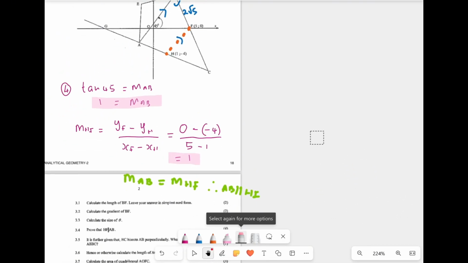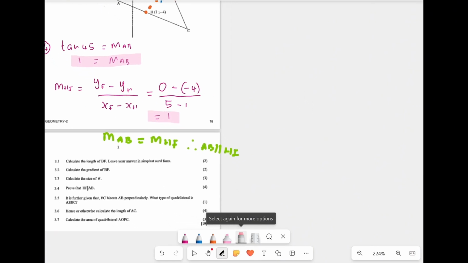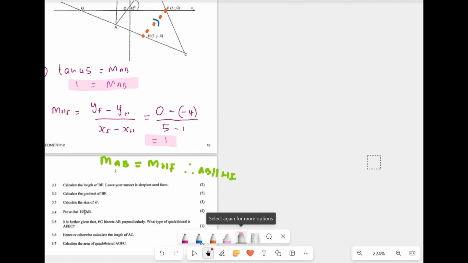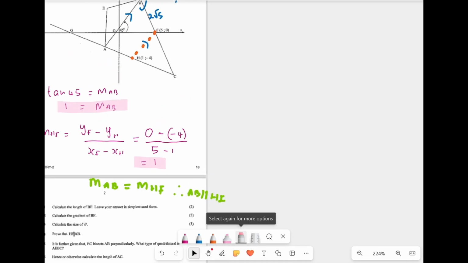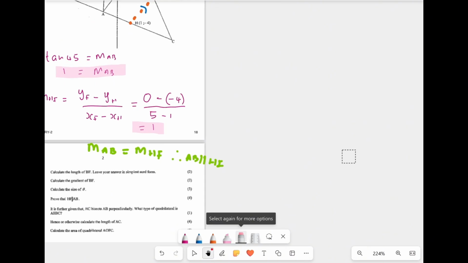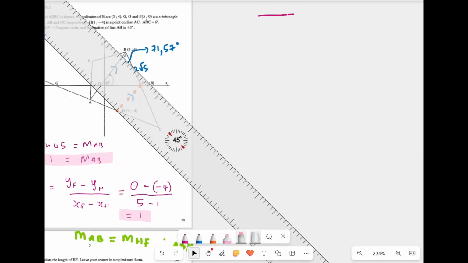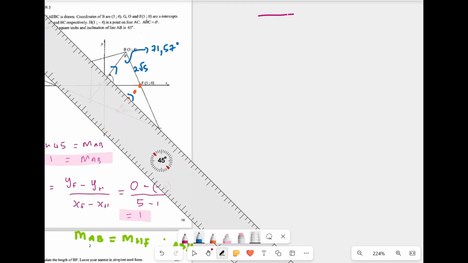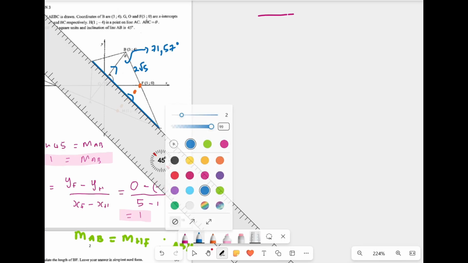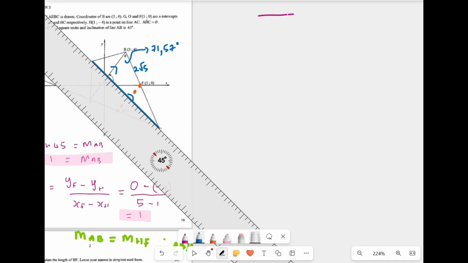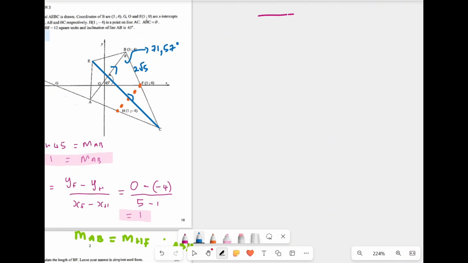Okay, let's see. Question number 5. It is further given that BC, let me check BC here. Where is BC? Oh, it's EC. So it is further given that EC, they are talking about the line EC, bisects AB perpendicularly. If we draw a line here, I'm not sure if I will be able to get the straight line that I am looking for, but the line that I have drawn will bisect the line AB at 90 degrees. Bisect means you are dividing into 2 equal parts.